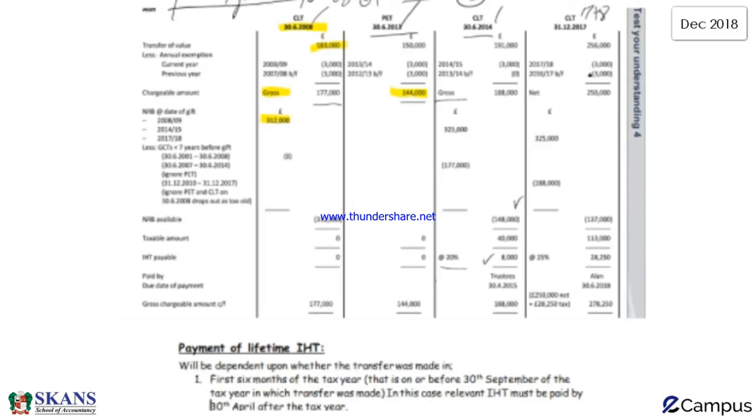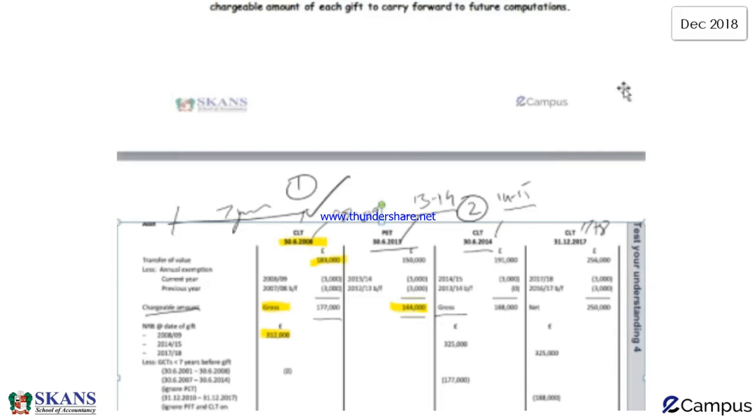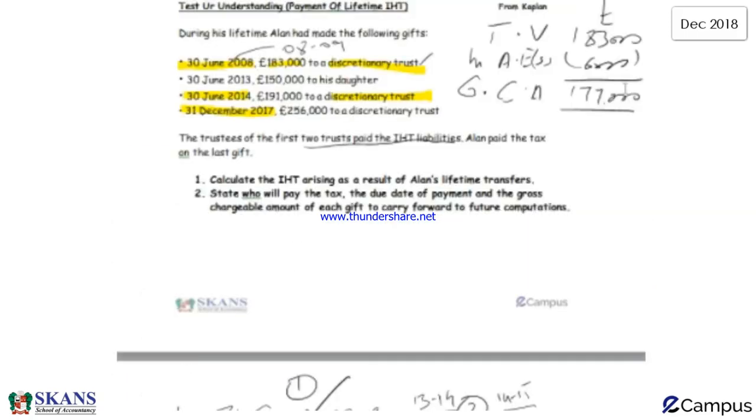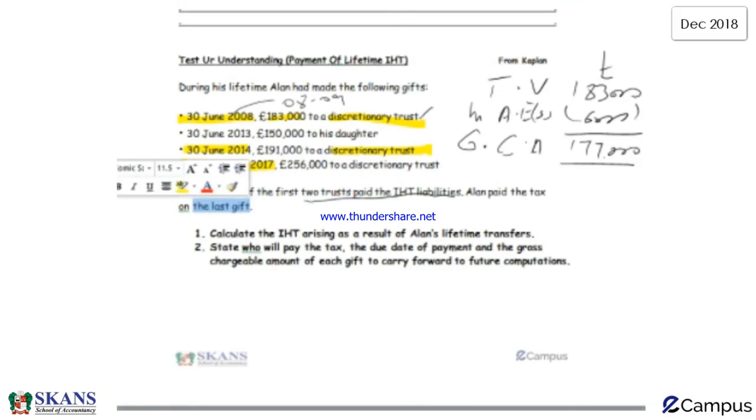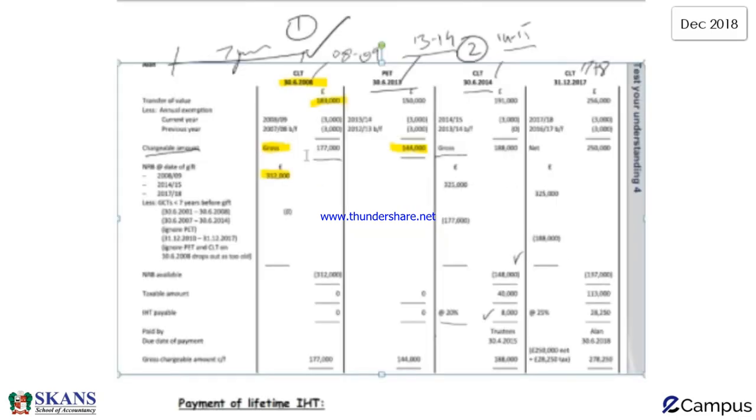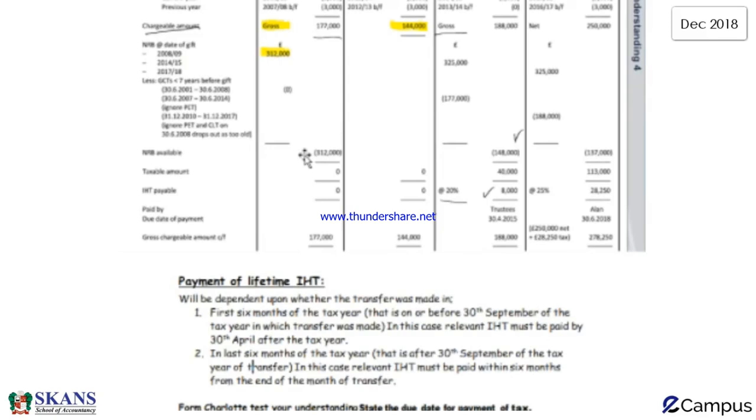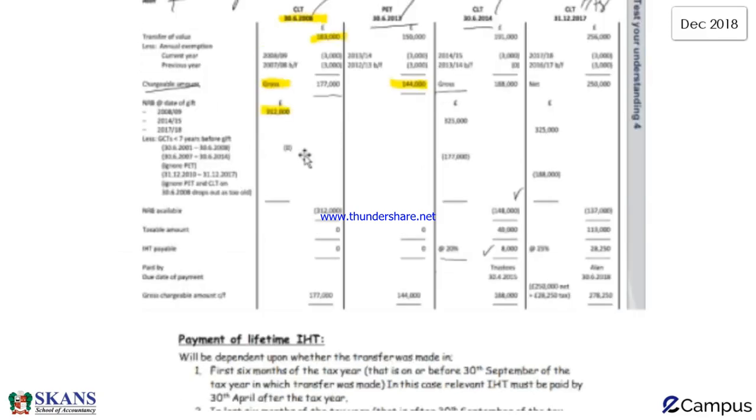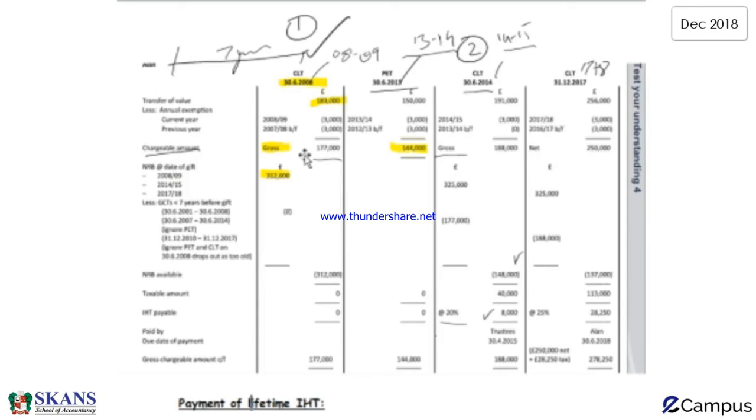As we can see, there is no lifetime transfer in 16-17, and the chargeable amount is this time net. Now, why is it net? Because we can see from the question part that Alan paid taxes on the last gift. And that's why we will say whatever the chargeable amount will be, that would not be considered as gross chargeable amount. Rather, it would be considered as net chargeable amount. When I say net, I precisely mean net of tax chargeable amount.